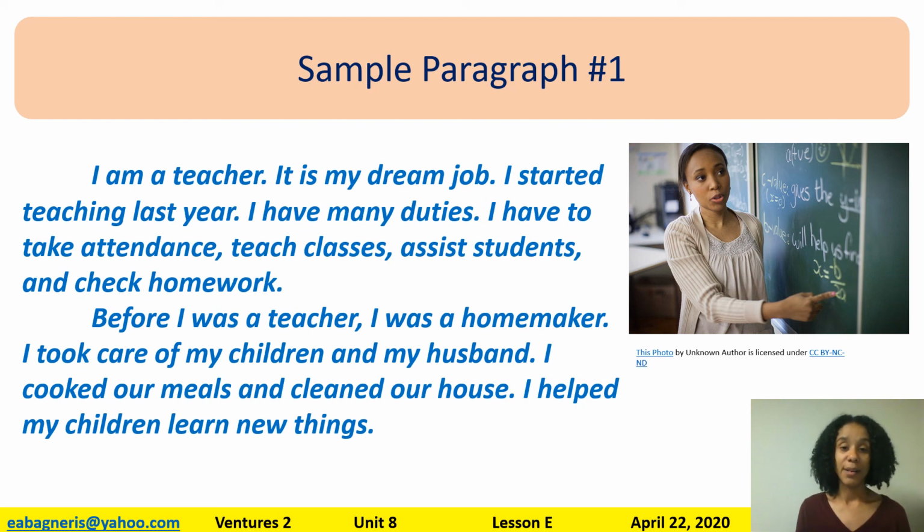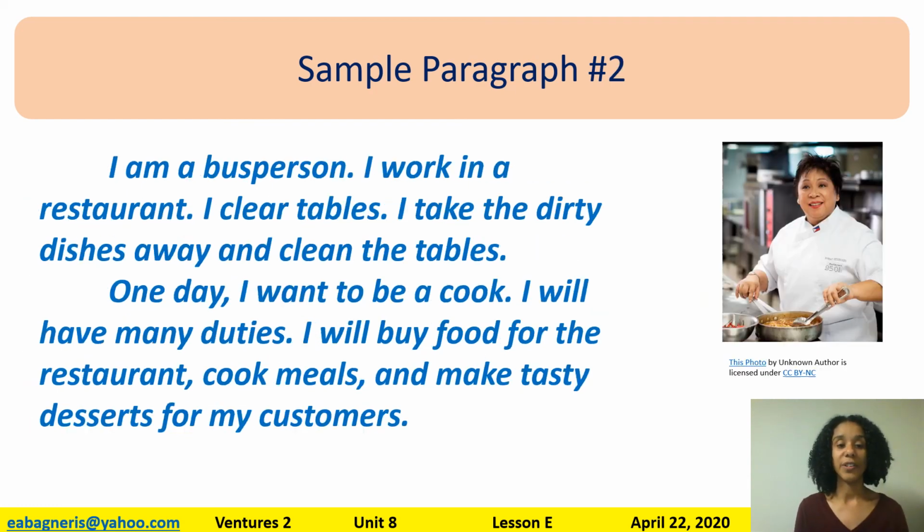Let's look at another example. This one, the first example, showed present tense and past tense. Now I'm going to talk about a dream job in the future. So here is number 2. I am a bus person. I work in a restaurant. I clear tables. I take the dirty dishes away and clean the tables. One day, I want to be a cook. So her dream is to be a cook. I will have many duties. I will buy food for the restaurant, cook meals, and make tasty desserts for my customers.